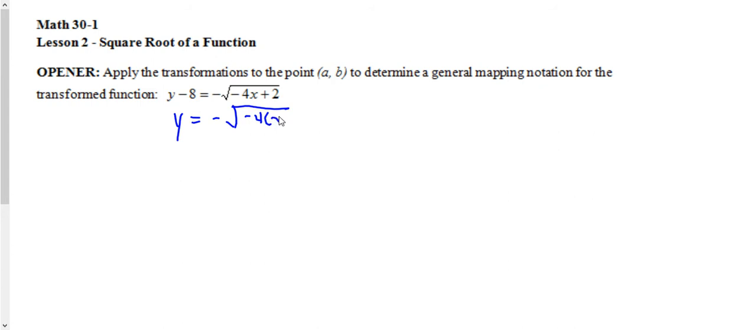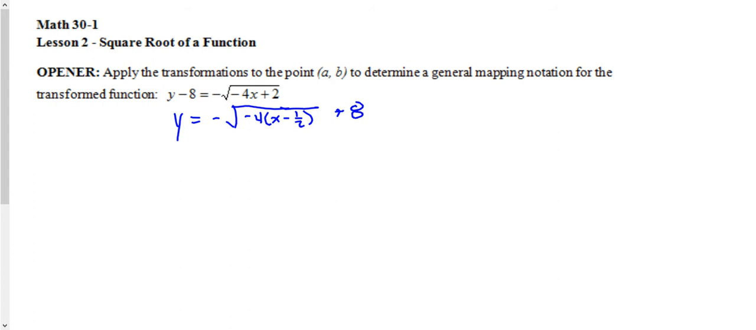I have x right here. So negative 4 times x gets me back to negative 4. And I've got to figure out what negative 4 times something gets me back to 2 here. Well, that something has to be a negative 1/2. Then a close bracket, extend that radical symbol, and then we have our plus 8 right at the end.